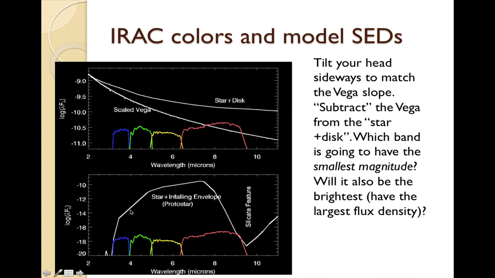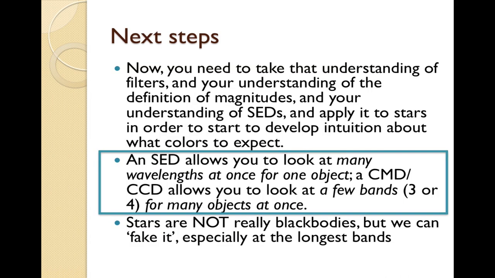Okay? So if you kind of tilt your head sideways so that Vega is kind of flat, you can, in your mind's eye, subtract off that Vega contribution from the star plus disk contribution and get just the disk. So you should think about which band here is going to have the smallest magnitude. And will it be the brightest, and then it has the largest flux density? Think about that. I'm not going to give you the answer. You need to think about it. So you need to take your understanding of filters and the definition of magnitudes and your emerging understanding of SEDs, and think about applying it to stars in order to figure out what colors you should see.